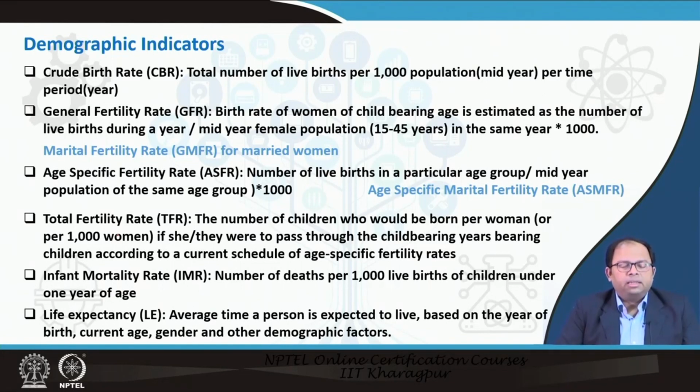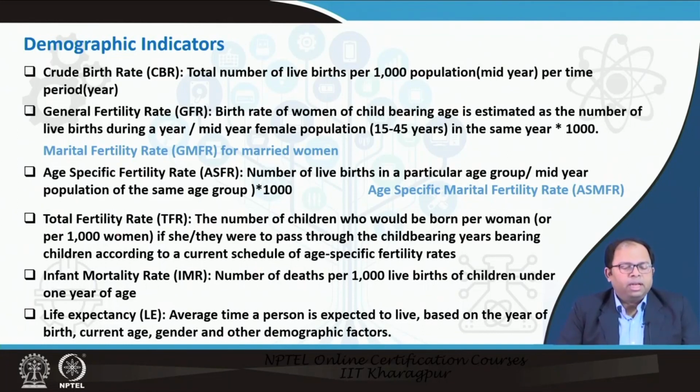Similarly, general fertility rate (GFR) is the birth rate of women of childbearing age, estimated as the number of live births during a year divided by the mid-year female population of 15 to 45 years in the same year, multiplied by 1,000. So here also you see that the birth rate of women of childbearing age means the number of births a woman can have during the childbearing age, which is 15 to 45 years, and we take again the mid-year female population for that particular year, and then again we multiply by 1,000.